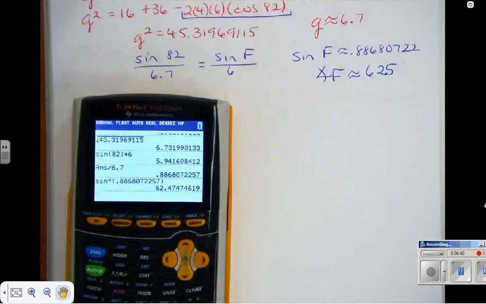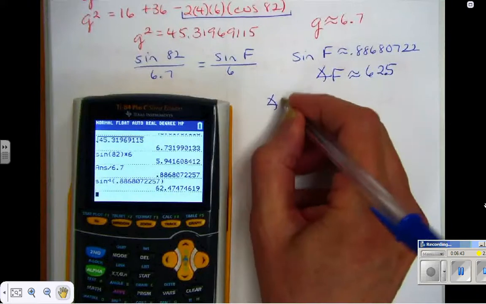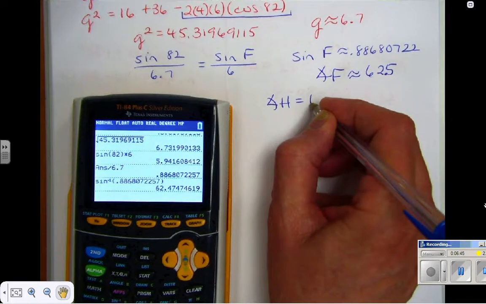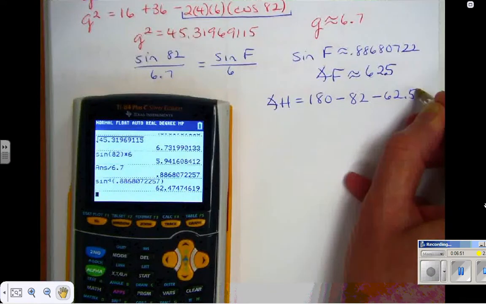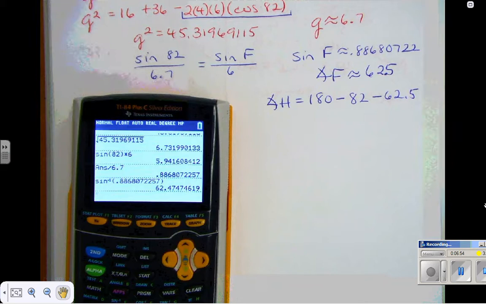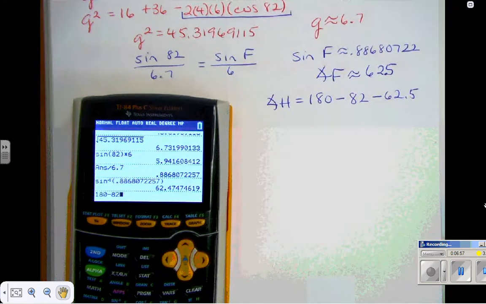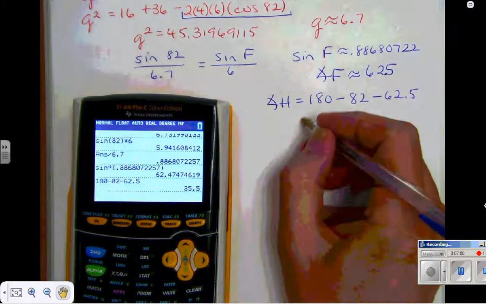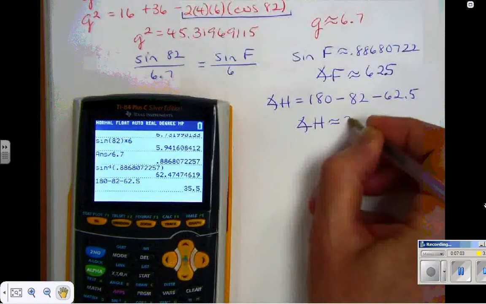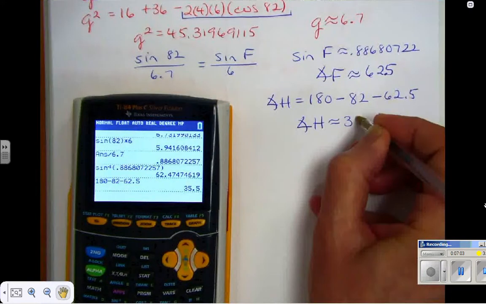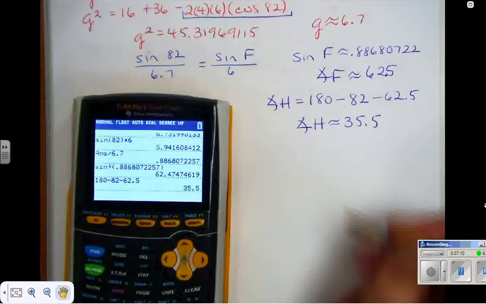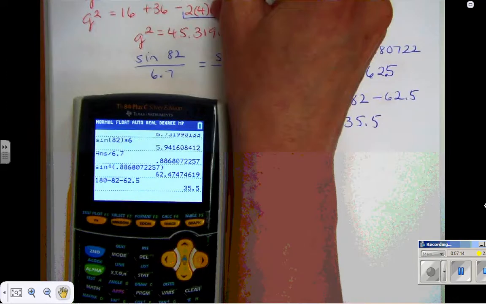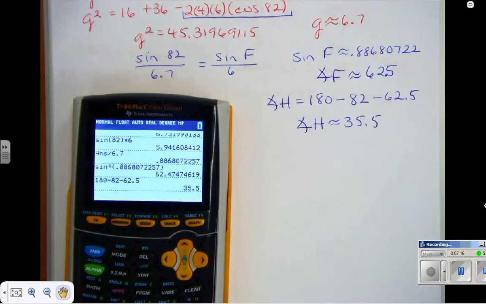So now I can find angle H by taking 180 minus angle G minus angle F. So I'm getting that angle H is about 35.5. So do all those make sense? Angle G is the largest, and then angle F is the second largest, and angle H is the smallest.